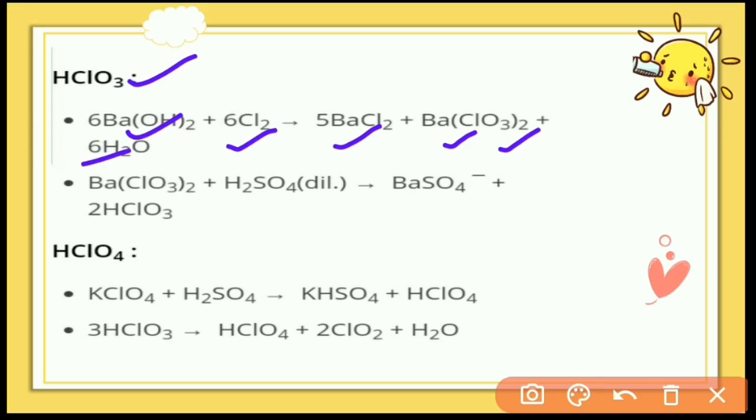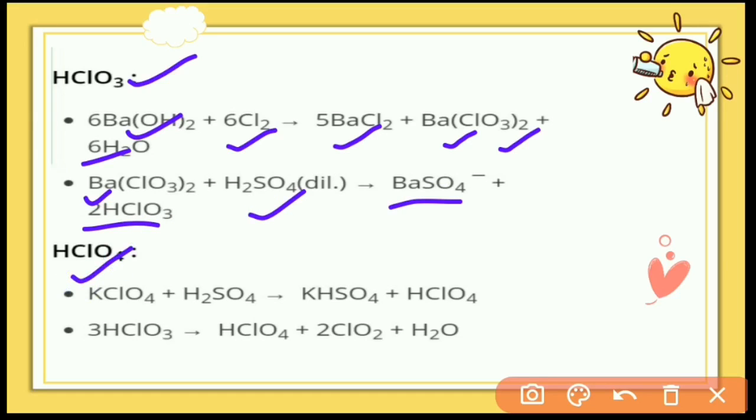It can also be prepared by Ba(ClO3)2 reacting with dilute sulfuric acid. It forms barium sulfate and 2 moles of chloric acid.